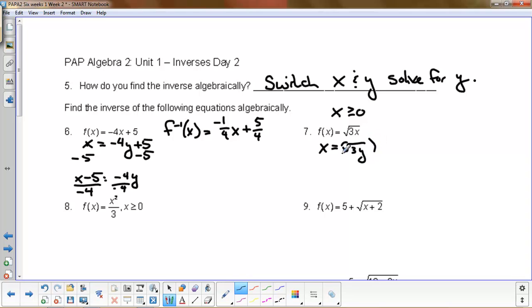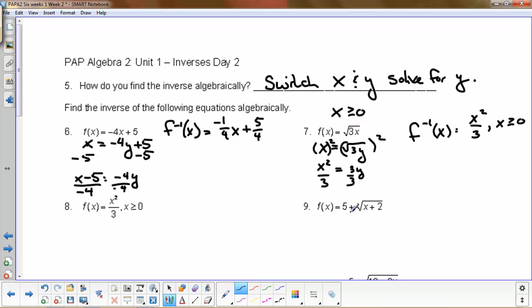Square both sides. x squared equals 3y. Divide by 3. And f inverse of x equals x squared over 3. x must be greater than or equal to 0. Please include your restriction. Number 7 and number 8 are identical. We will not go over number 8.